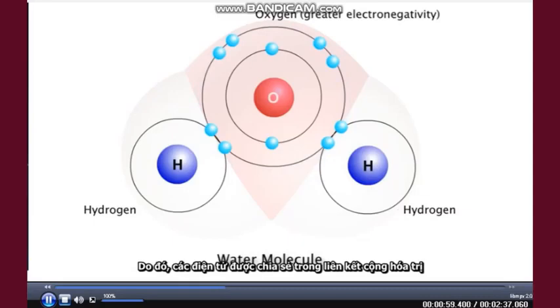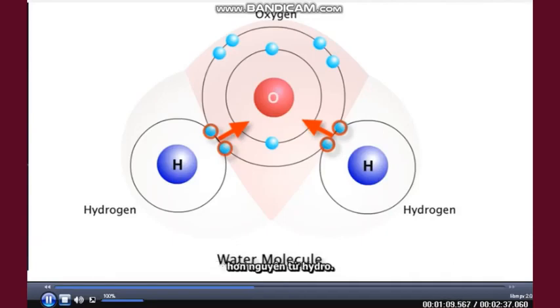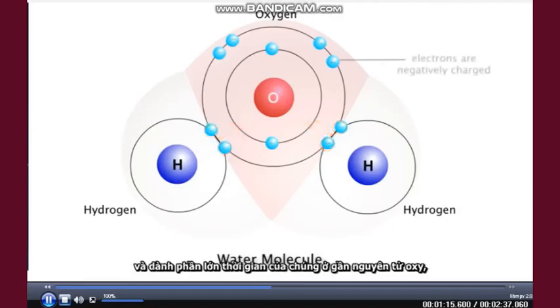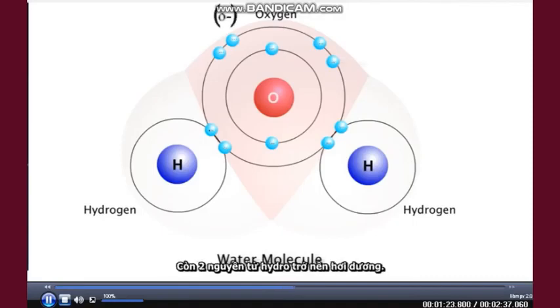Because of this, the electrons that are shared in the covalent bond between the oxygen and hydrogen atoms are attracted more towards the oxygen atom and thus spend, on average, more time orbiting the oxygen atom than the hydrogen atom. Since electrons have a negative charge and spend most of their time near the oxygen, the oxygen atom itself takes on a slightly negative charge, and the hydrogen atom becomes slightly positive.